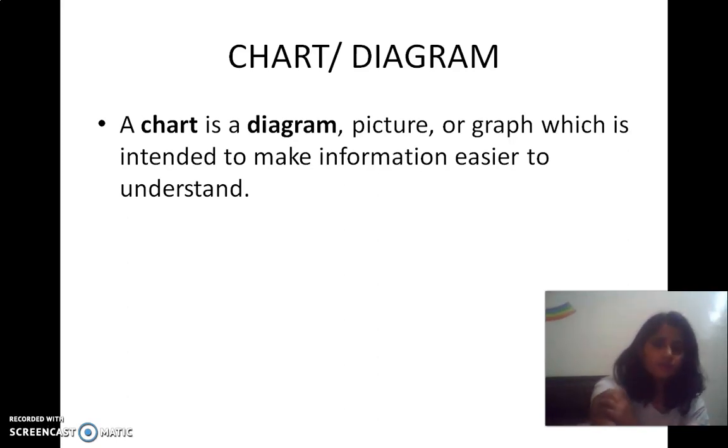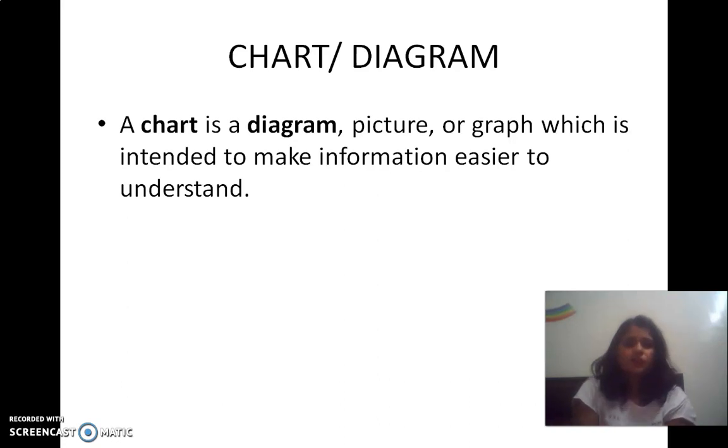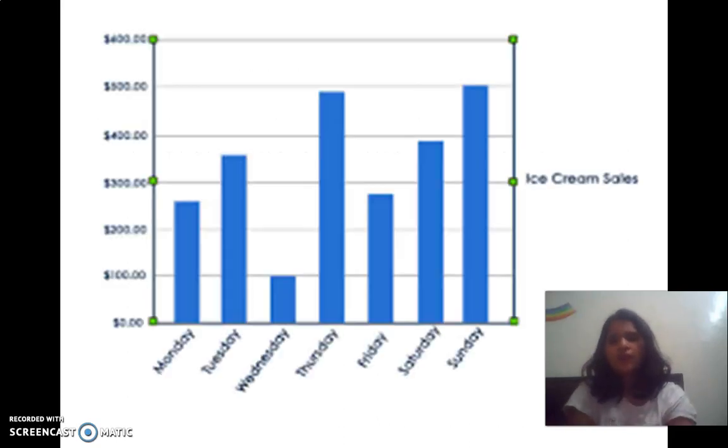Okay, so just look at the definition of it. A chart, diagram, picture or graph is something to make information very clear to understand for the receiver. Means for whomsoever we are writing the report, we are representing the things with the help of a diagram so that the person can easily understand the things. He should not face trouble in understanding the things. So that's why we draw it. Now let's have a look over the diagram.